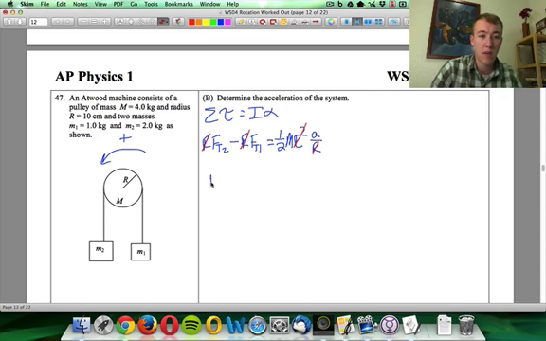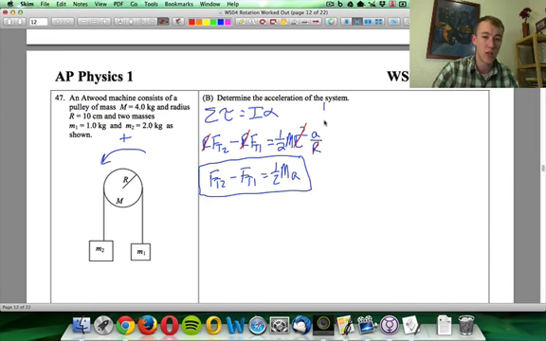Simplified down now, we've got the force of tension 2 minus the force of tension 1 equals 1/2 times the mass of the pulley times that tangential acceleration. So we're going to block that off, and we're going to use this a little later when we're trying to solve for that acceleration.